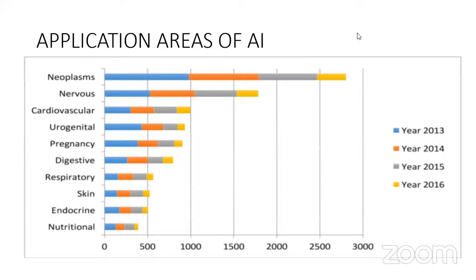Looking at the application areas of AI in the health sector, this is a slightly old slide, from 2016. A lot of AI research has been done on neoplasms, the nervous system, cardiovascular diseases, urogenital diseases, pregnancy, digestive, respiratory, skin, endocrine, and nutritional areas. Apart from that, in the past 6 years, a lot of applications have been done in the respiratory area.